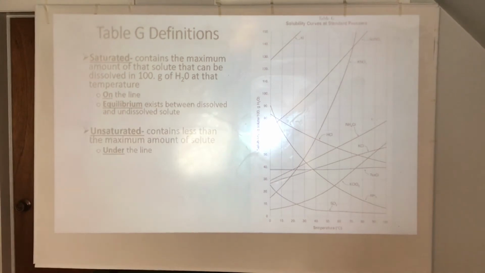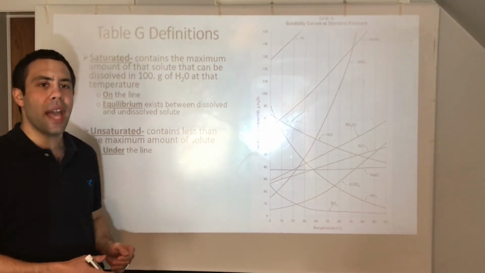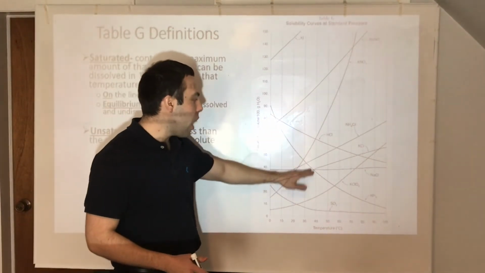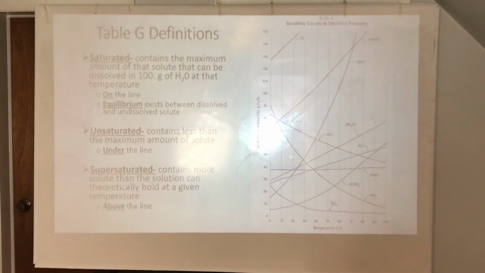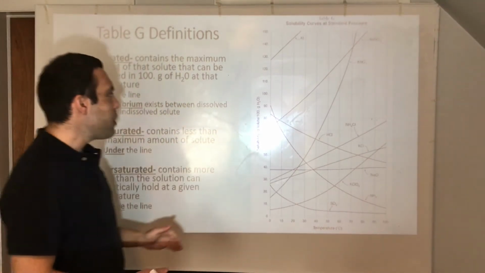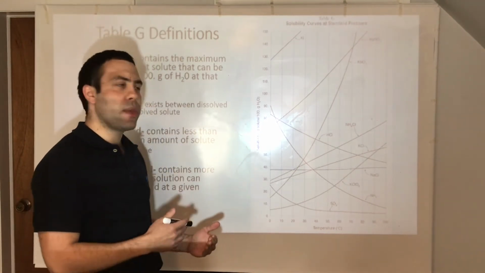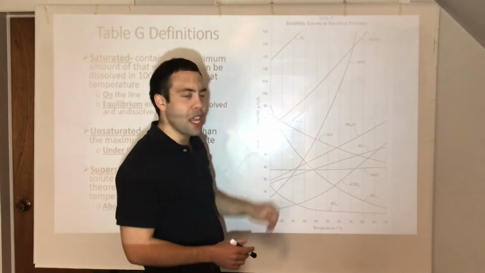Unsaturated means that the solution contains less than the maximum amount of solute that it could hold. That would be under the lines. That would be a point under any of the 10 curves. And finally, we have supersaturated, which means that a solution is containing more solute than it could theoretically hold at any given temperature. That point would be above any one of the lines.